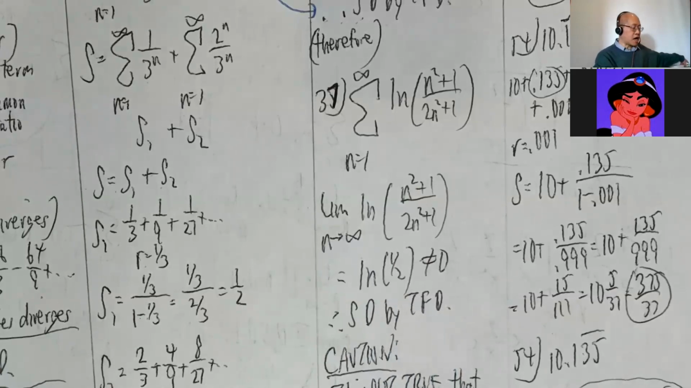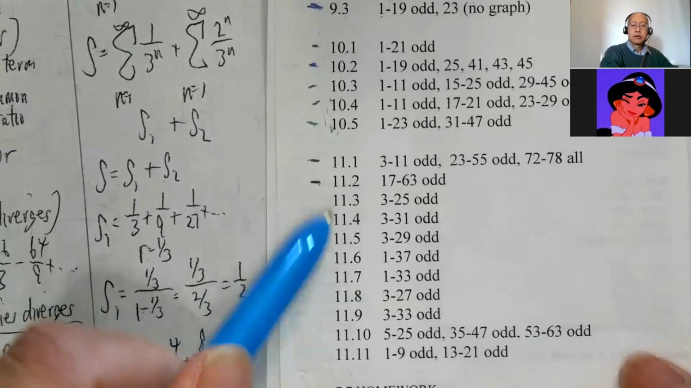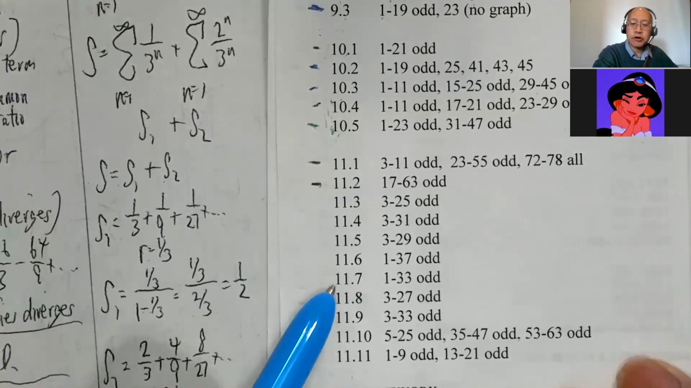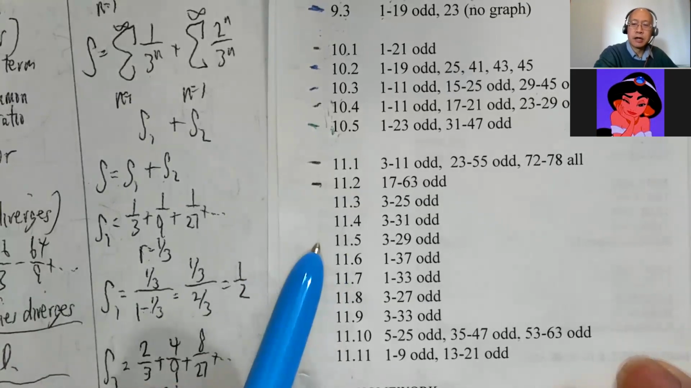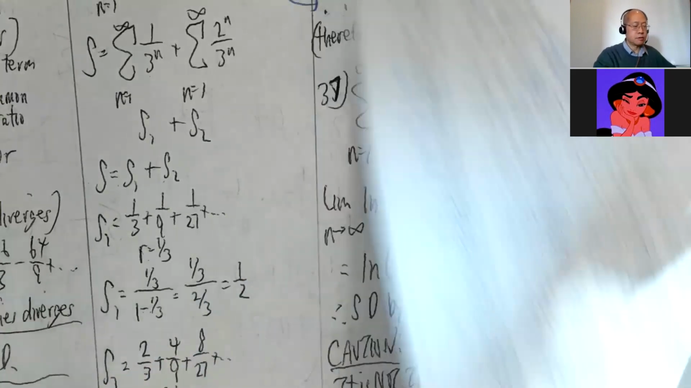Okay. A lot of this chapter, you'll be given a series, and you just say the series converges because blah, blah, blah, or the series diverges because blah, blah, blah. Okay, so that's what we're doing for quite a bit of this chapter.